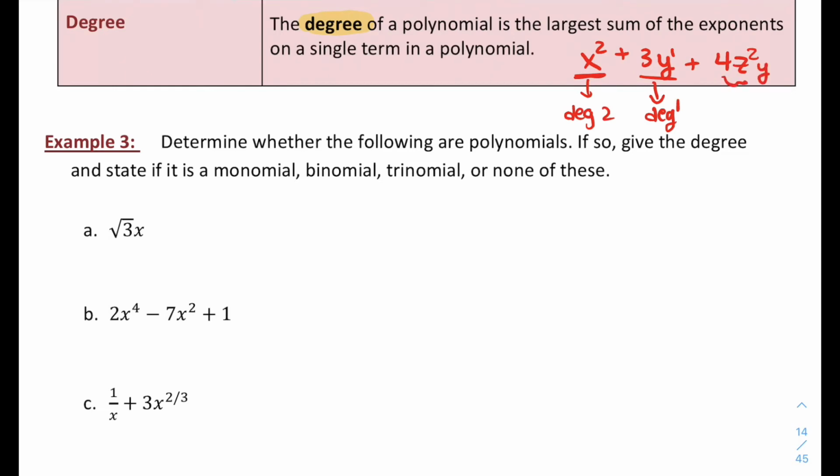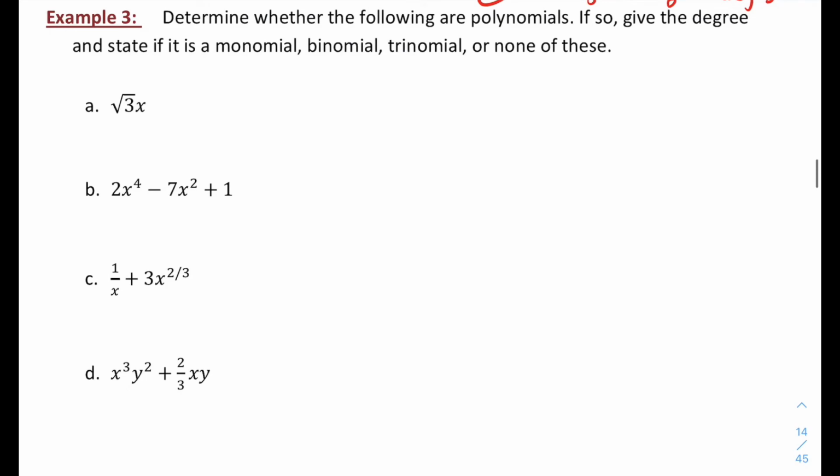The degree of that term is the sum of the exponents on my variables in that term. So that's degree 3, 2 plus 1. For the whole entire polynomial, which is a trinomial because there's 3 terms, it has degree 3 because that's the largest of any of those degrees on the individual terms. So we're going to look at these, determine if they're polynomials, and classify them by degree and number of terms.